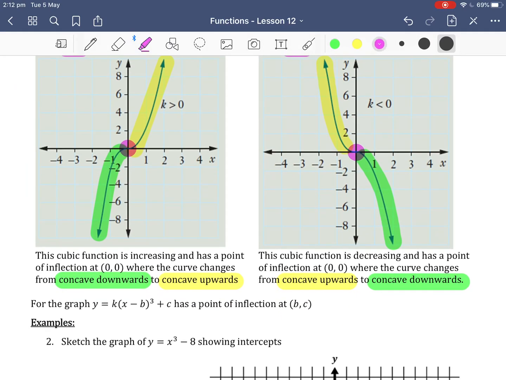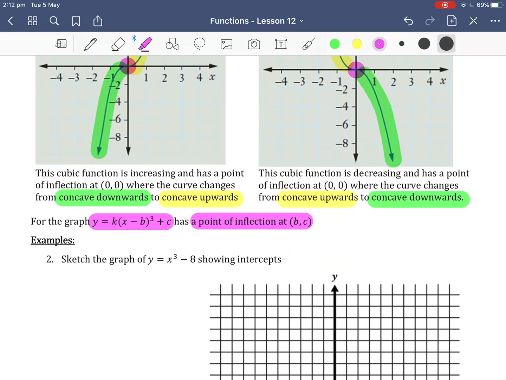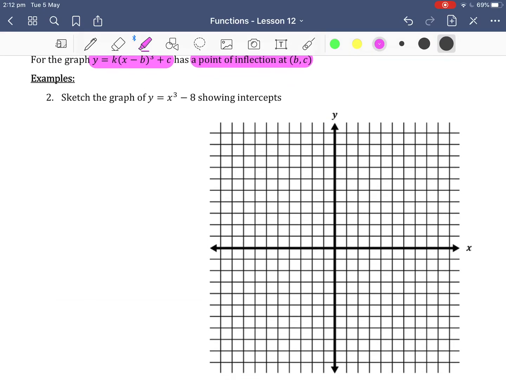So now for the graph of y equals k(x minus b) all cubed plus c, this has a point of inflection at (b, c). So that means whatever our b value is and our c value is where our point of inflection is going to occur. Let's look at an example.